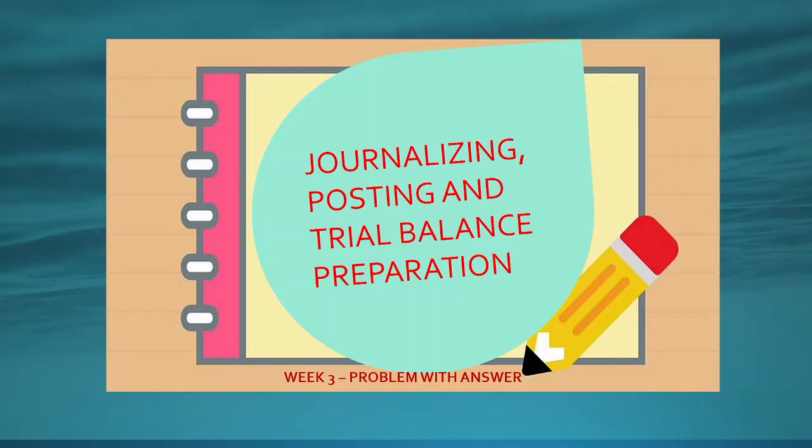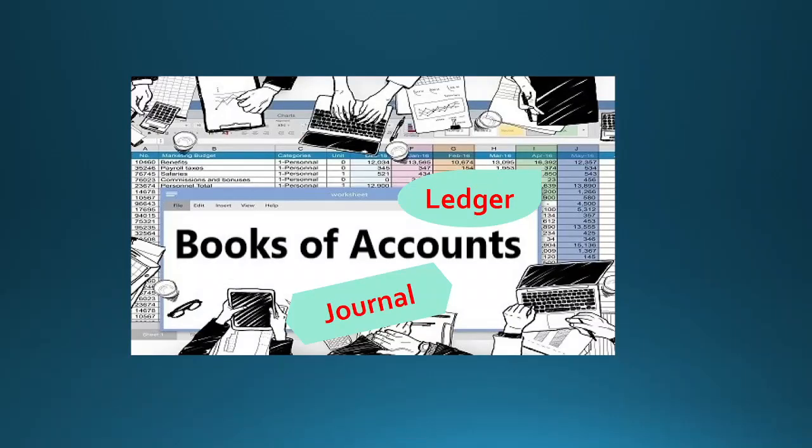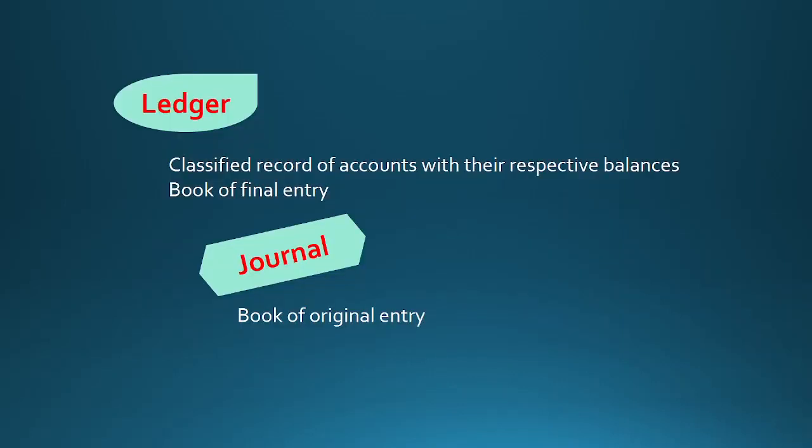Let me first present to you the two types of books of accounts. We have the ledger and the journal. What is the ledger? A ledger is a classified record of accounts showing the respective balances, and we call this one the book of final entry. While the journal is called the book of original entry. Why? Because this is the very first book wherein we are recording the business transactions and events.